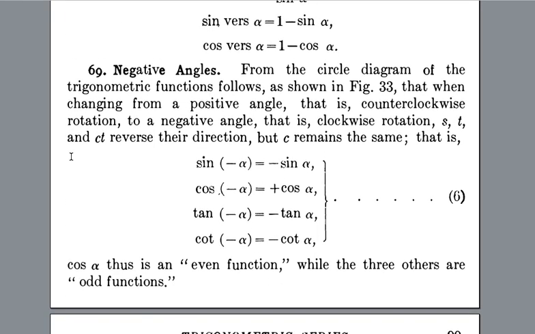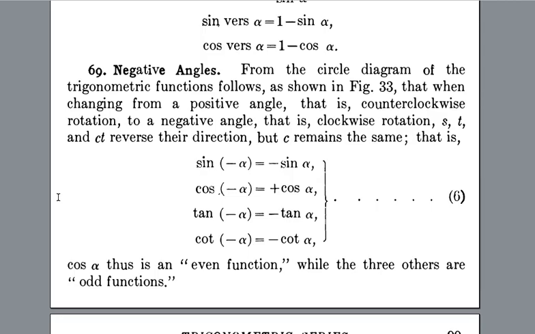69. Negative angles. From the circle diagram of trigonometric functions as shown in figure 33, when changing from a positive angle represented by counterclockwise rotation to a negative angle represented by clockwise rotation, the directions of S, T, and CT are reversed, but C remains unchanged. This results in the following relations.